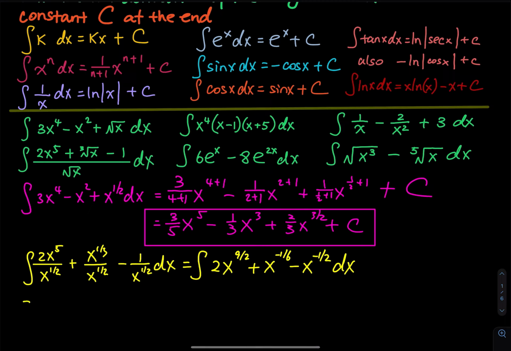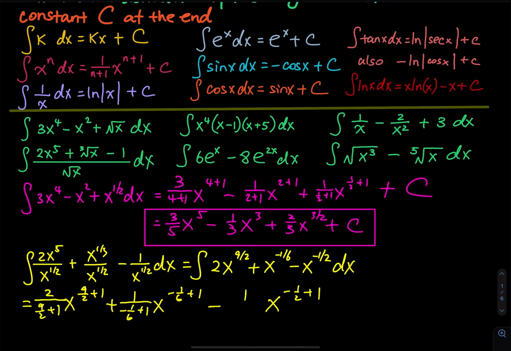That is equal to x to the 9/2 plus 1, right? So 9/2 plus 1, you have 2 divided by that, and then plus x to the -1/6 plus 1, you have that in the denominator, and then minus, not plus, x to the -1/2 plus 1, and then you have that in the denominator. Alright, so what is that equal to?